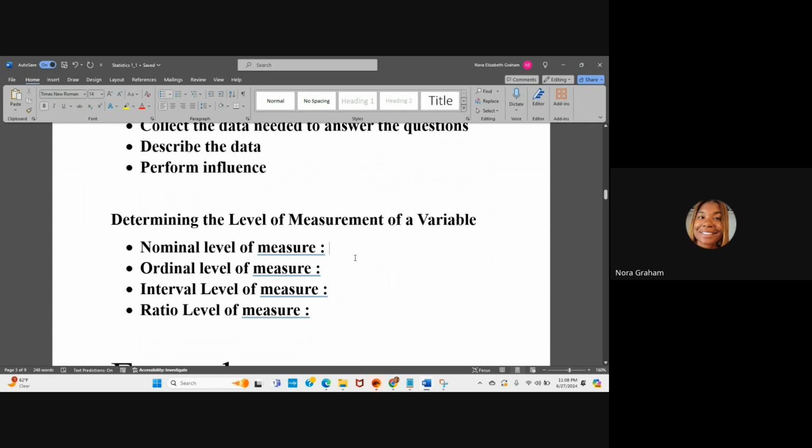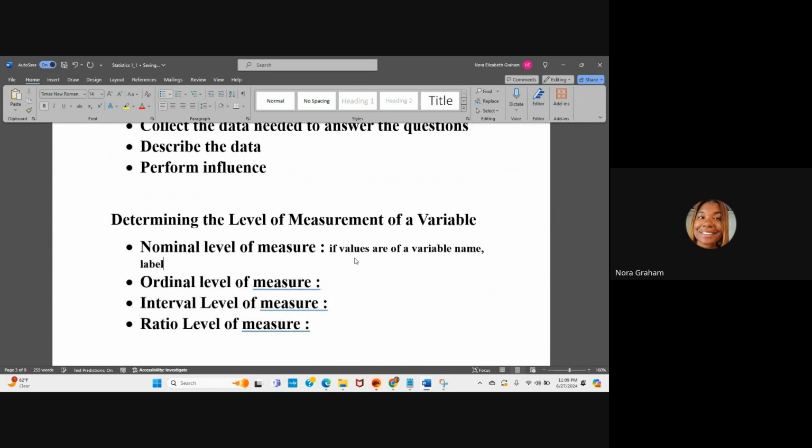So a nominal level of measure is if values of a variable name, label, or category. All right. And for these ones, these values cannot be arranged. Okay, they can't be arranged in order to rank or order. So, that's important to write down. Can't be arranged in accordance to value or rank.